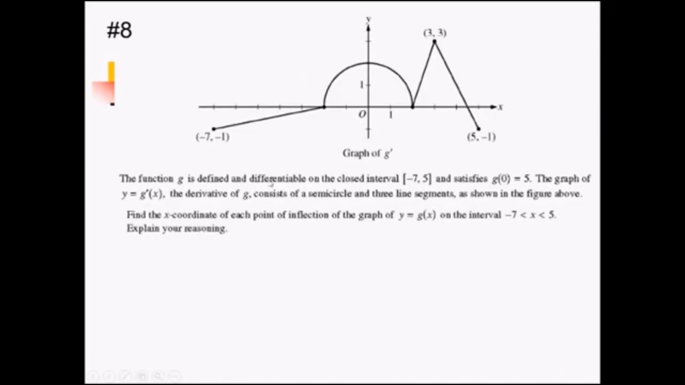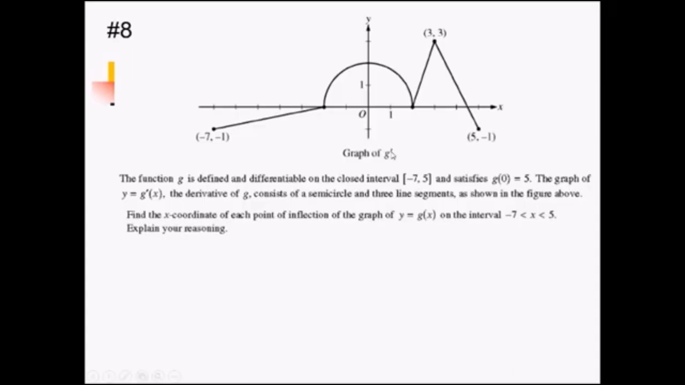For this problem, we have some g function that's defined and differentiable from negative 7 to 5, and they're telling us g of 0 equals 5, which may or may not be helpful on this particular problem. Graph of g prime is given up here. Okay, so we want the x-coordinate of each point of inflection for g. Well, those are going to happen wherever g prime is reversing directions.